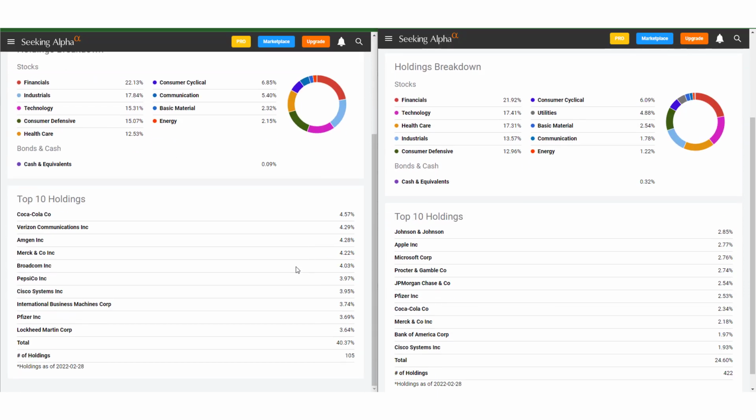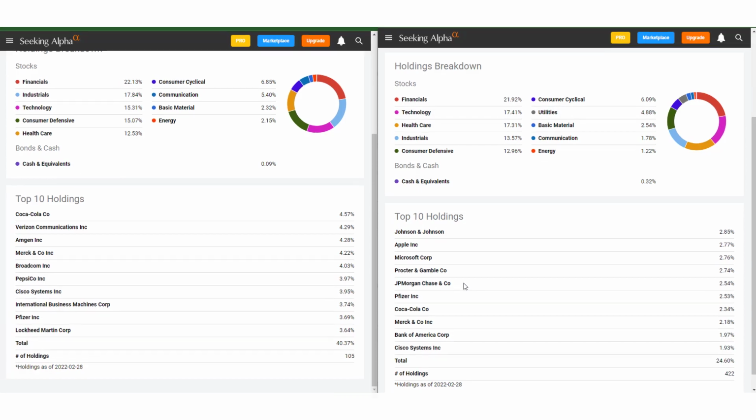Coming down to their holdings, the top 5 holdings for SCHD are Coca-Cola, Verizon, Amgen, Merck, and Broadcom. And for DGRO, the top 5 holdings are Johnson & Johnson, Apple, Microsoft, Procter & Gamble, and JPMorgan Chase.